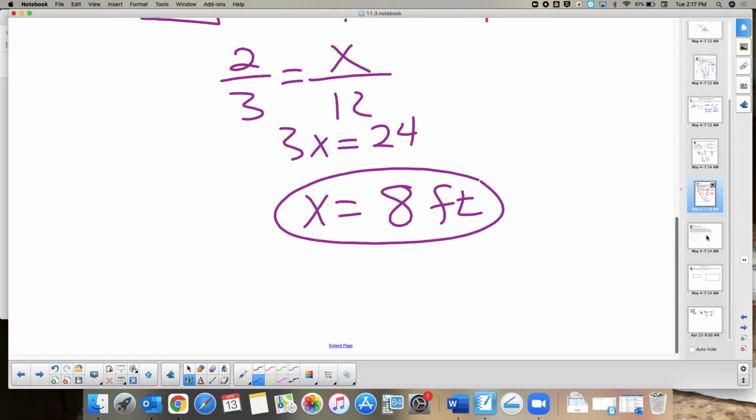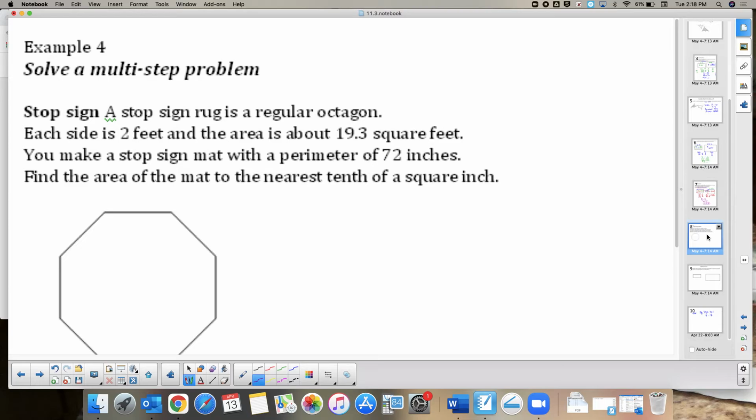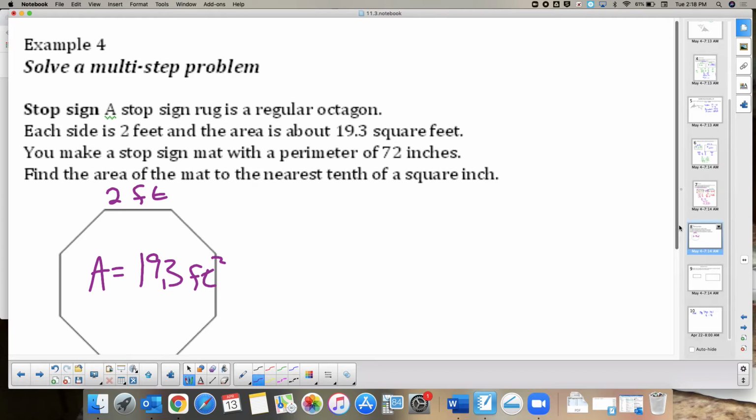All right, 2 more problems here. First one says a stop sign rug is a regular octagon, which means all the sides are equal. So it says each side is 2 feet, with an area of 19.3 square feet. It says you make a stop sign mat with a perimeter of 72 inches.